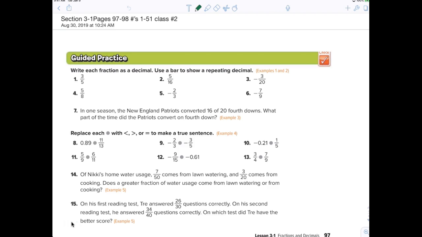You have to do them all, but I'm doing the evens with you. If you're having trouble with the odds, you can listen to the other class explain them. So here we go, guys.